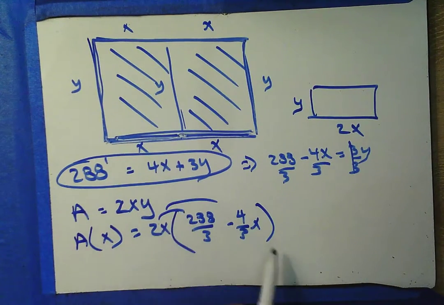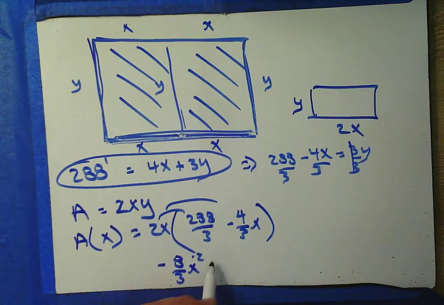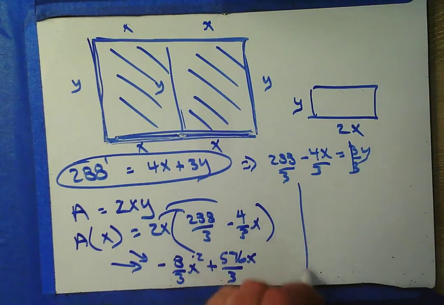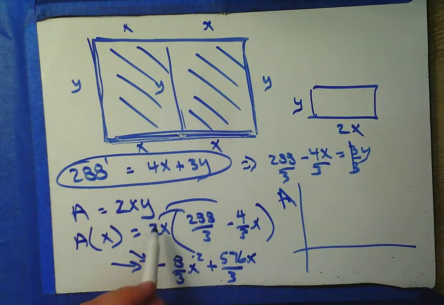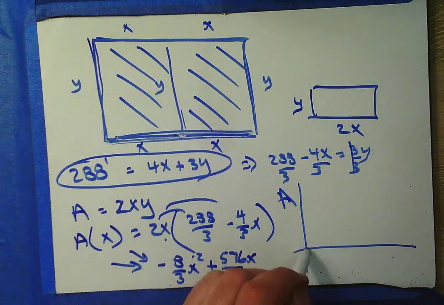And again, if we distribute, we'd have 288 times 2 is 576. We'd have minus 8/3 x squared plus 576 x over 3. Great. But what I do see here is that area is a down-pointing parabola. And I see one of my zeros is at 0.